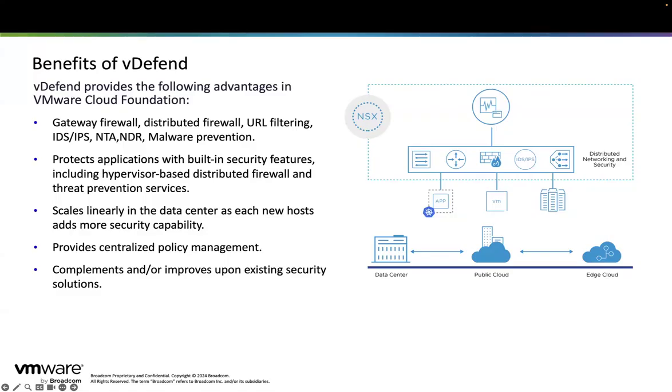One of the best benefits of the vDefend architecture is that it scales linearly in the data center. Because it runs in the hypervisor, as you add a new host into your data center, you are not just adding more CPU and more memory, you are also adding all of these abstracted security services. Therefore, vDefend scales very well inside the data center.